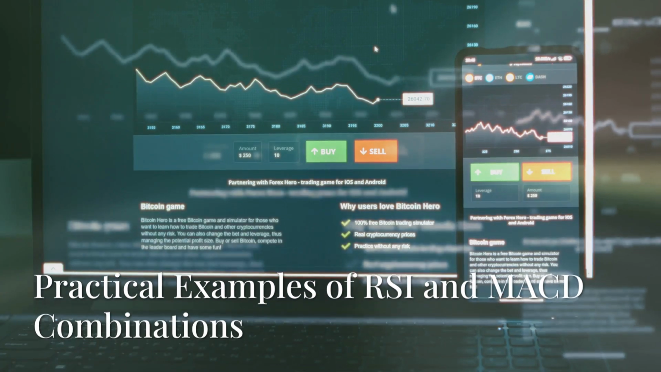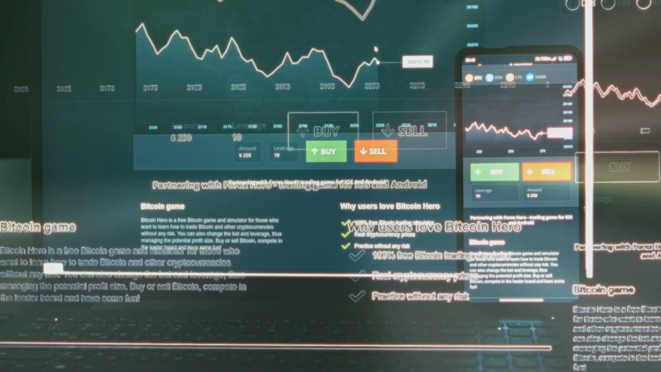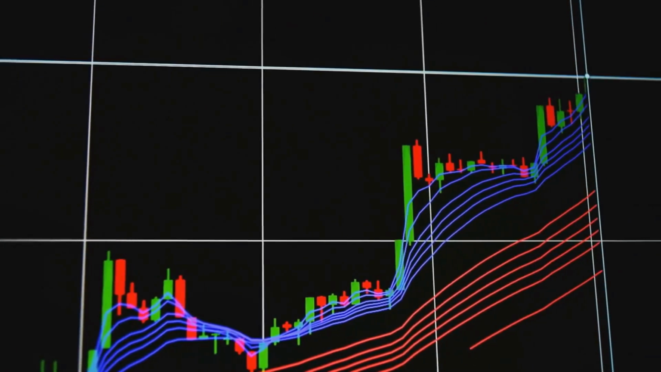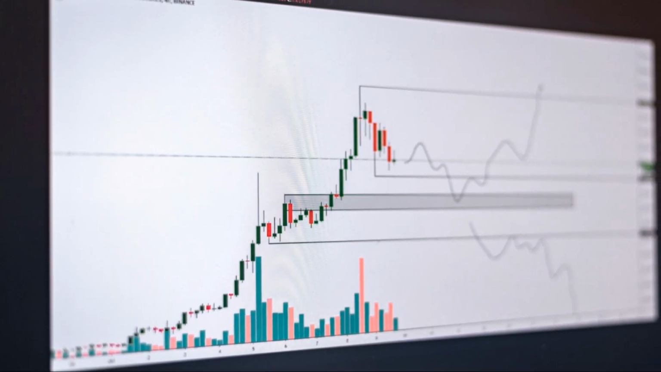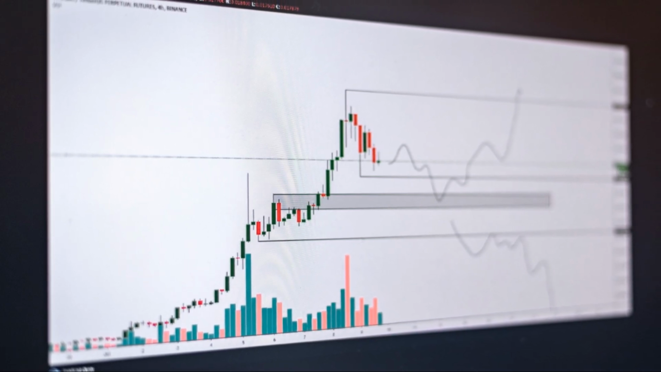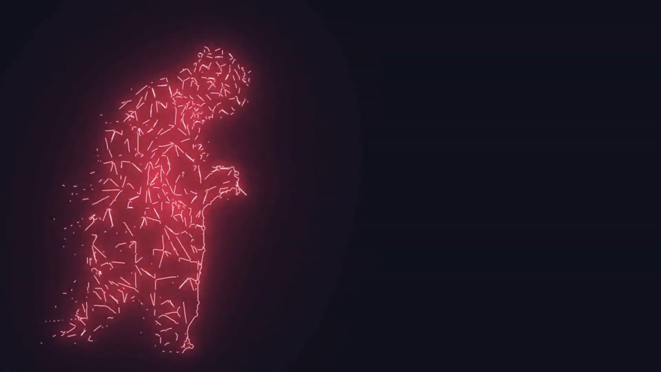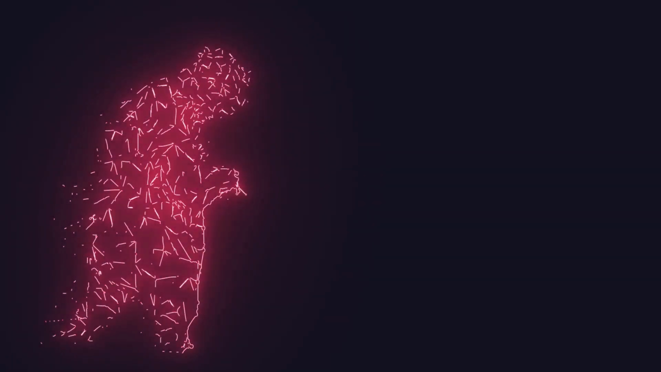Traders often use RSI and MACD together to find the best trade entry points. For example, bullish entry signals happen when RSI moves up from those oversold levels, so below 30, and at the same time, MACD experiences a bullish crossover. That's when the MACD line crosses above the signal line. On the other hand, bearish entry signals show up when RSI drops from overbought levels above 70, and MACD has a bearish crossover, which means the MACD line crosses below the signal line.